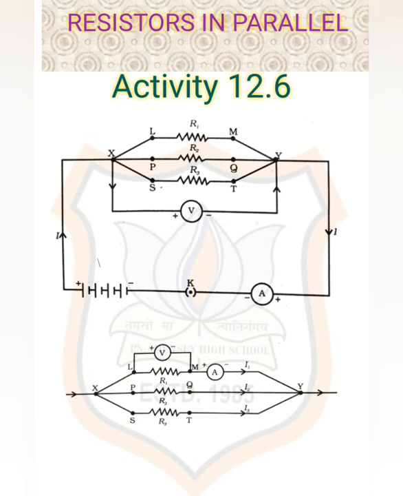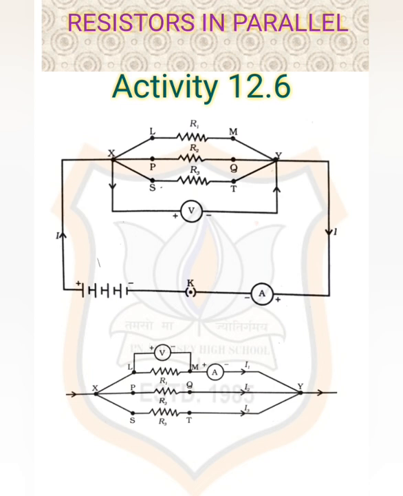where I is equal to the total current through the combination of the resistors in parallel, and I1, I2, I3 are currents through R1, R2 and R3 respectively. Now the conclusion of this experiment: in a parallel combination of resistors, the potential difference across different resistances will be the same. This is very important. Then the total current I in the given parallel circuit is divided amongst the different resistors. So this is the resistors in parallel combination.